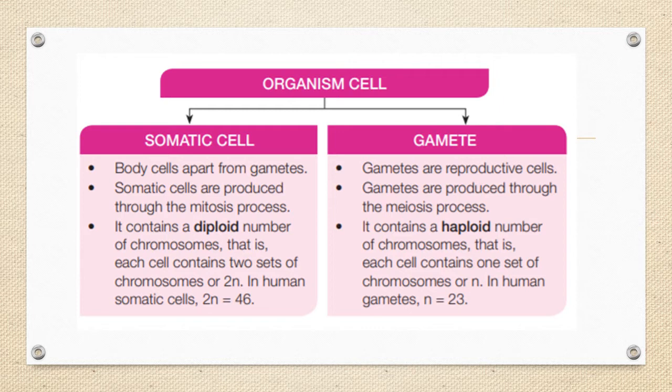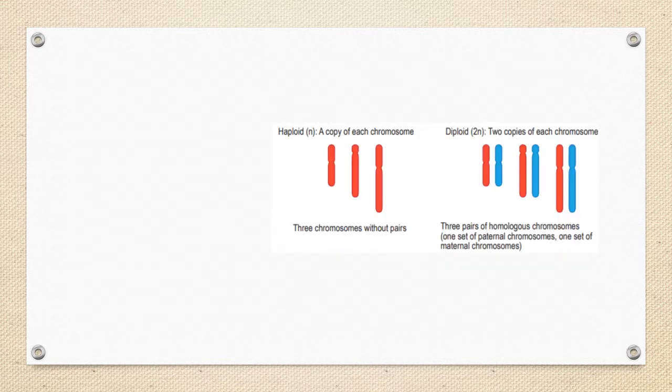Look at the word haploid, half ploid. That means half the number of chromosomes. Each cell contains one set of chromosomes. In human gametes, sperm or ovum, each consists of 23 chromosomes. So it's half of the somatic cell. The somatic cell has 46, but in gametes, sperm and ovum, they have 23 chromosomes.